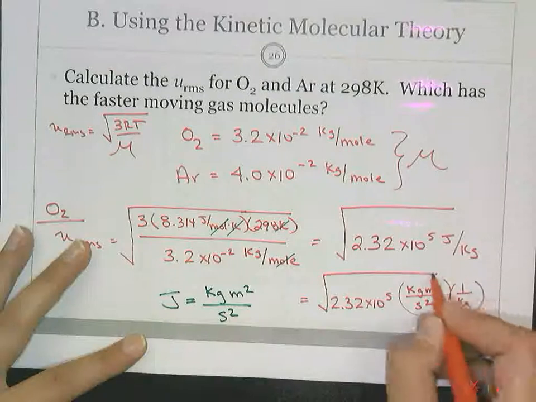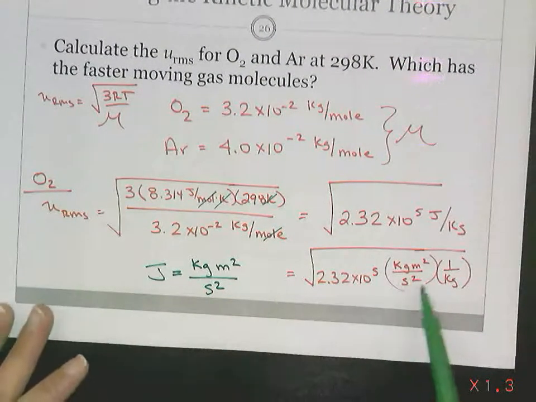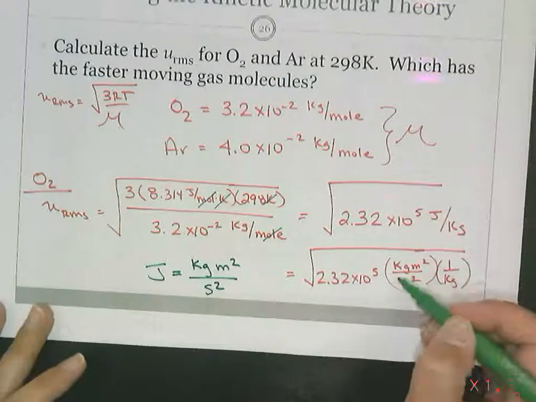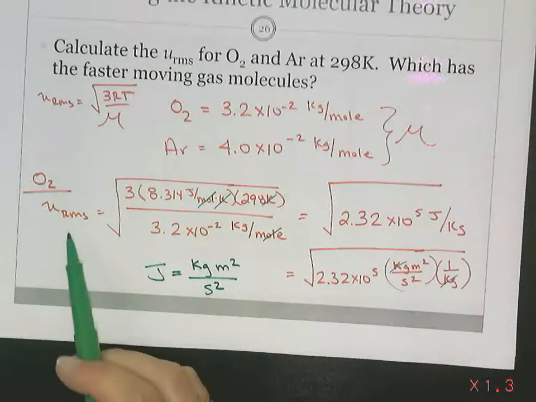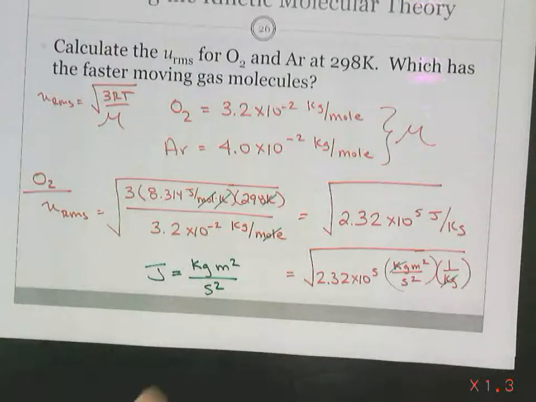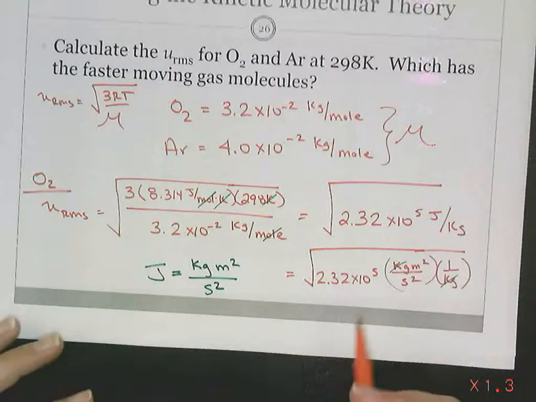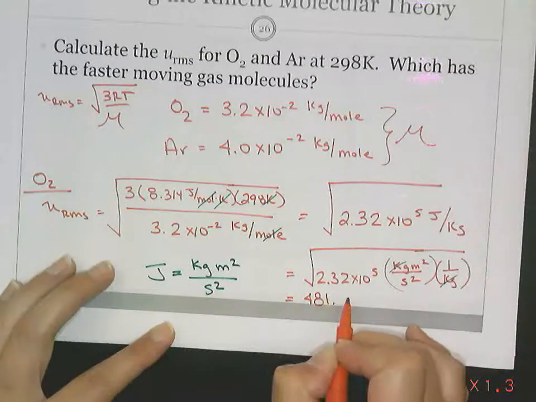So now I have, this was joules, this is still 1 over kilograms. Now the kilograms disappear, and now I have things that were squared, and that will be just normal, which makes sense, right? Because what do we measure speed in? Meters per second, and now we're in meters per second. So let's see what that turned out to be. 481.9 meters per second.